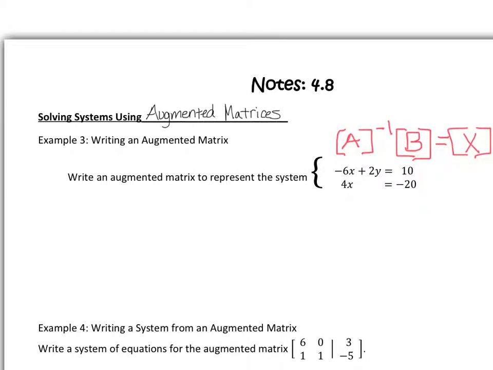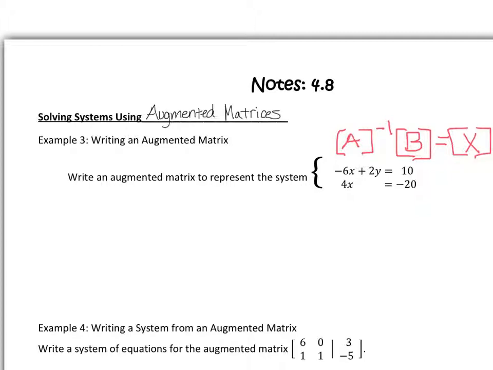Now, on your test, I'm going to give you systems of equations and say solve them, and you can choose whether you use inverse matrices like what we did Friday or augmented matrices like what we're doing today. Okay, so you can choose either one. They both do the same thing. You just choose which one you like better. All right, first we're just going to practice writing that system of equations as an augmented matrix.